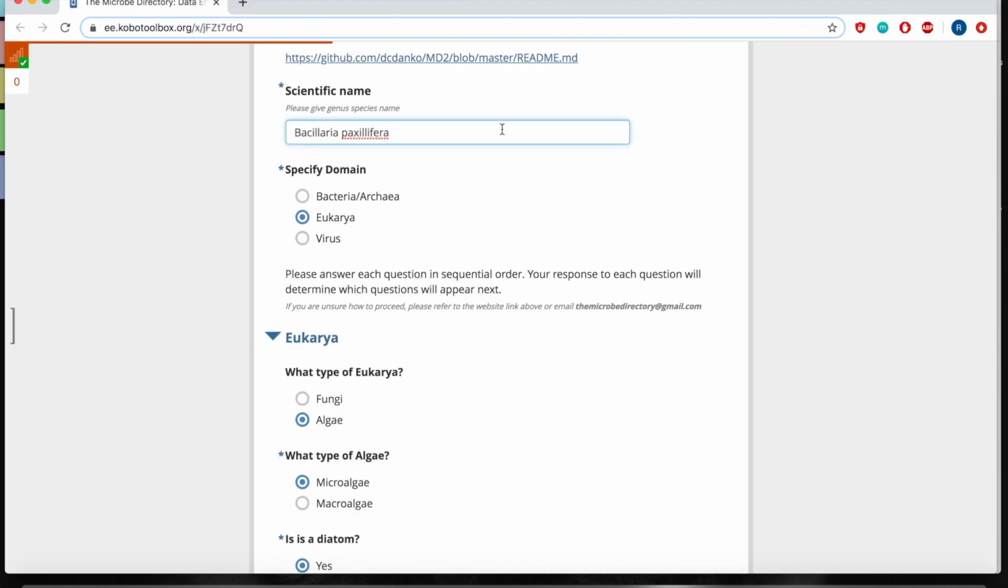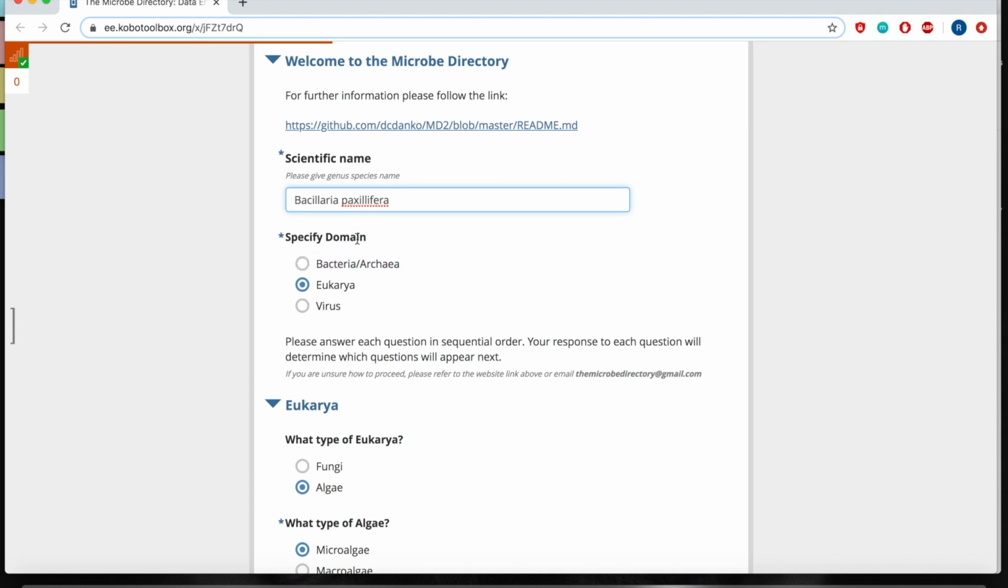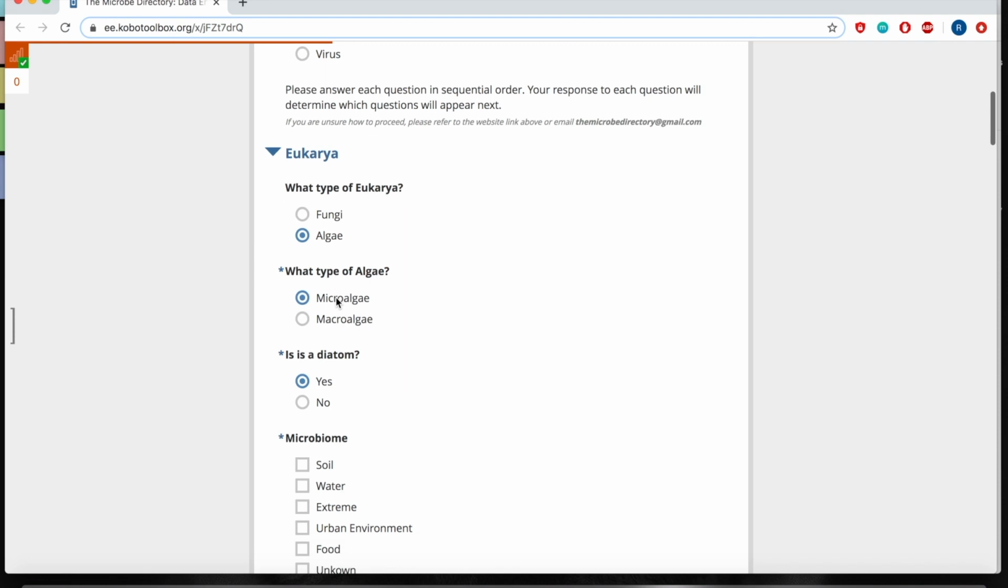So I have all this information written down, so I'm going to go ahead and open the Kobo Form and fill it in. So I'm going to copy and paste my scientific name. Diatom is a eukarya, algae, microalgae. It is a diatom.